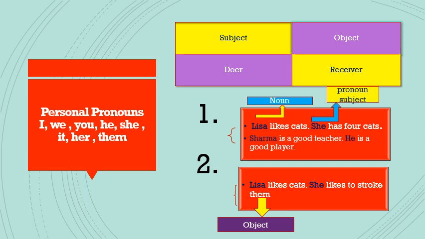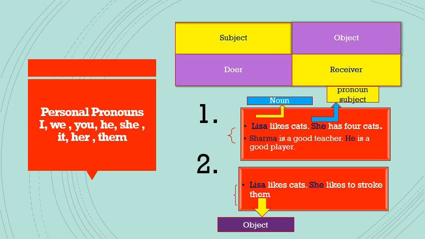So personal pronouns are like I, we, you, she, it, her, them, because they are personal. In terms of subject, the subject is someone who is doing the action, who is responsible for a particular action. And the object is who receives that action. So in the sentences below, Lisa likes cats, she has 4 cats.